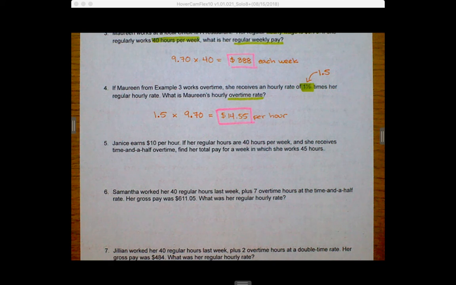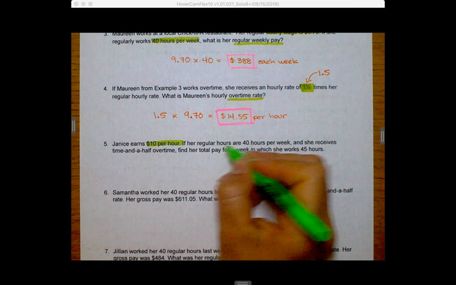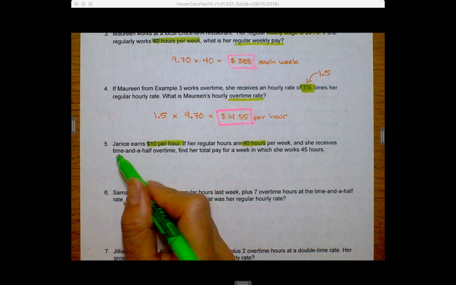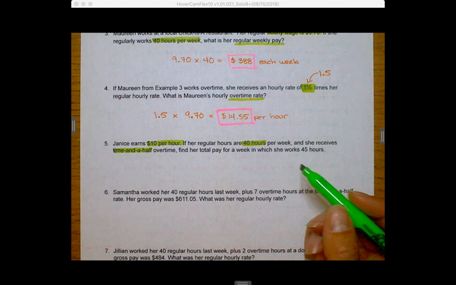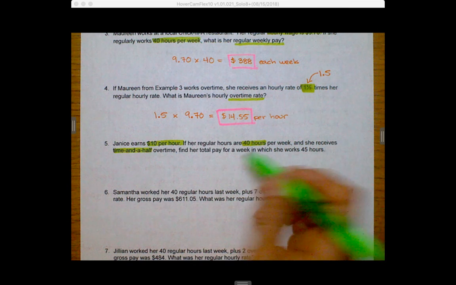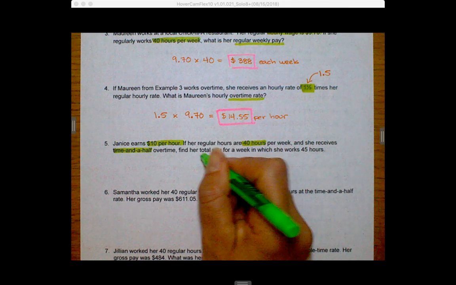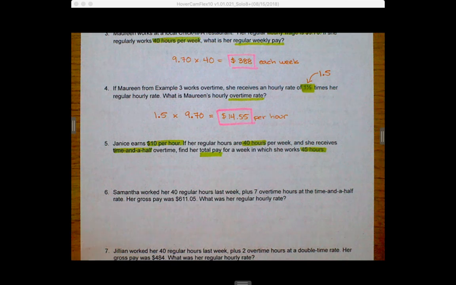Okay, so question 5 says Janice earns $10 per hour if her regular hours are 40 hours per week. So this is her regular hours, 40 hours per week. And she receives time and a half, so she's making time and a half overtime. Find her total pay for a week in which she works 45 hours. So they're asking us to find the total pay for a 45-hour week.